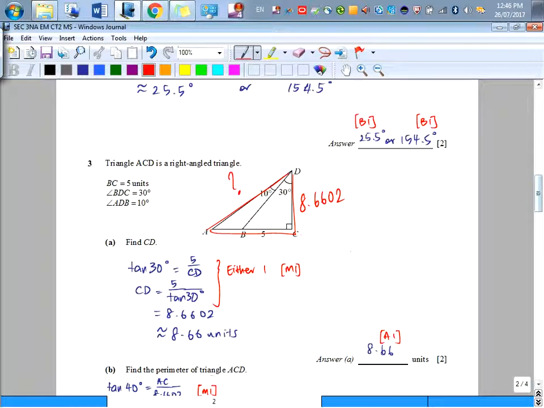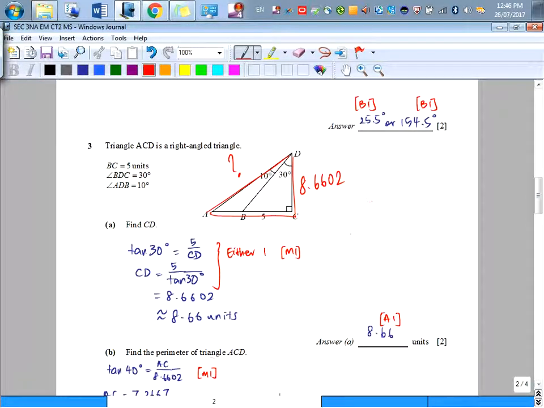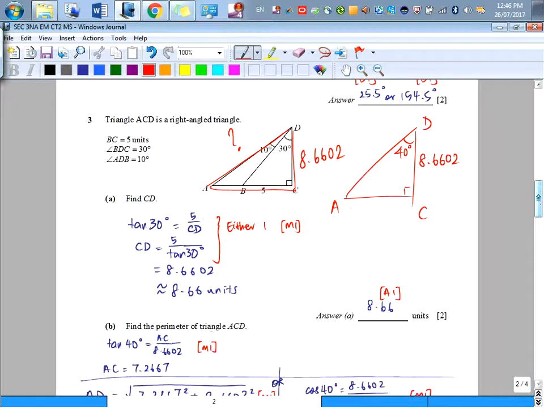Many ways of doing it. I find that the most straightforward way is to just consider this triangle. Here I have 40 degrees, and this is 8.6602. If I want to find the side of AC, I use tangent again. Tangent 40 degrees is AC over your adjacent. So AC over 8.6602. Then I make AC the subject by multiplying both sides with 8.6602, and I find that AC is 7.2667.